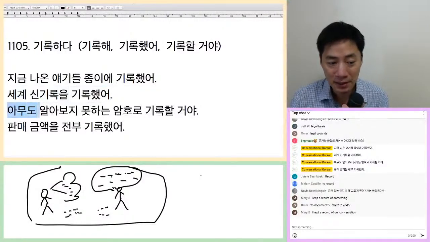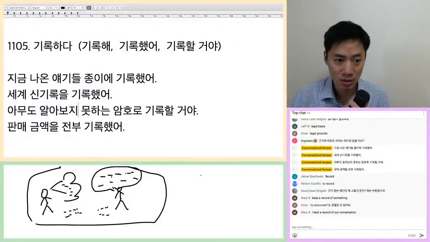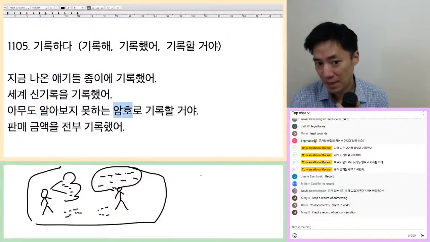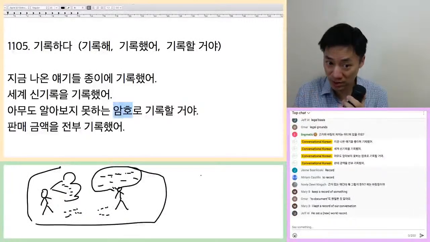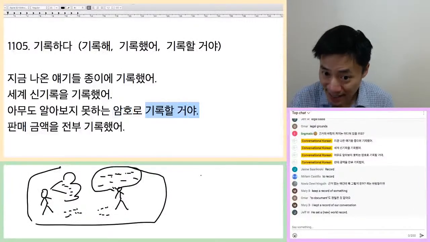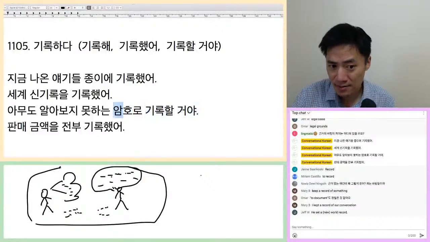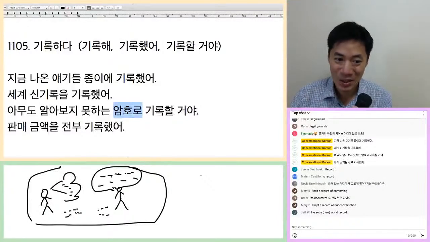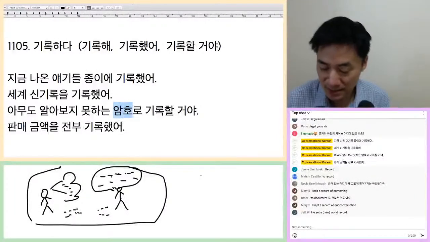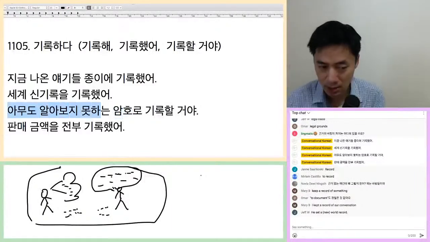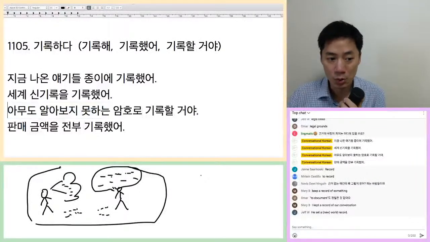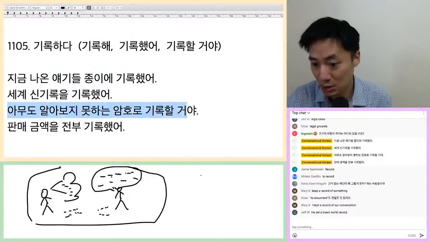And 아무도 알아보다 is like recognize, but the 암호 itself is password. But something in the text that nobody will recognize, I will write down with a text something like that I can only read. Originally it means password, but in this case it's more like a text that nobody can read, something like that. 아무도 알아보지 못하는 암호로 기록할 거야.